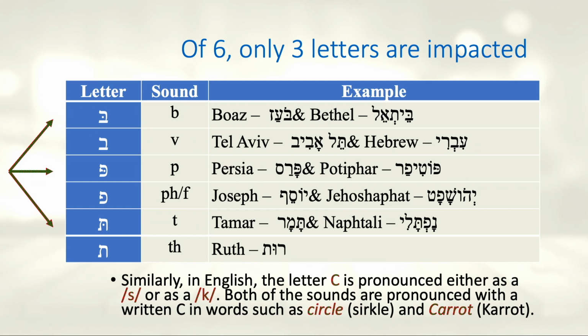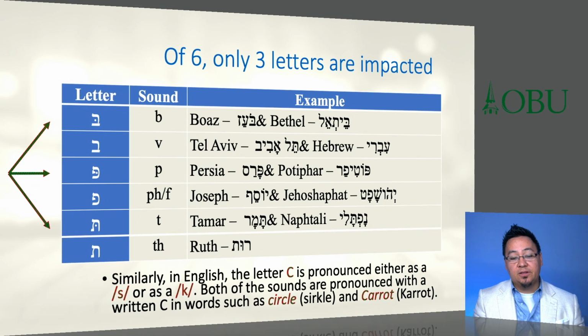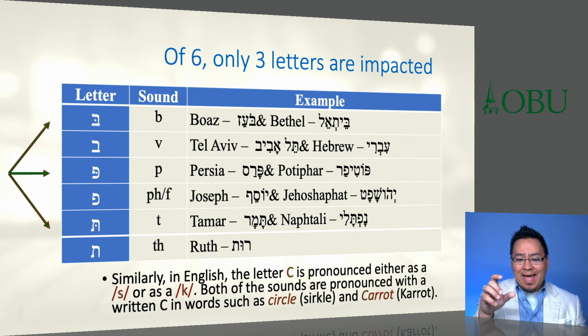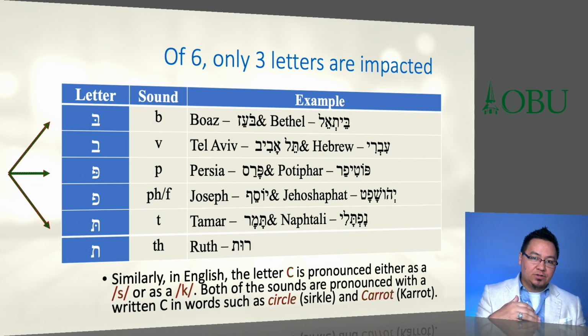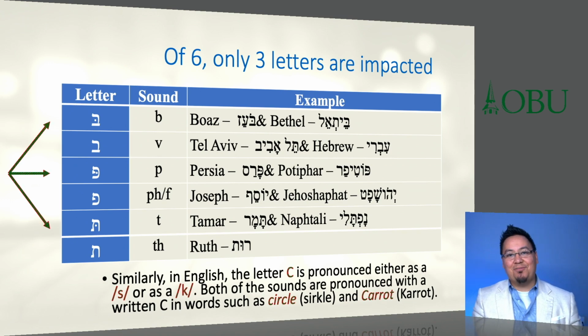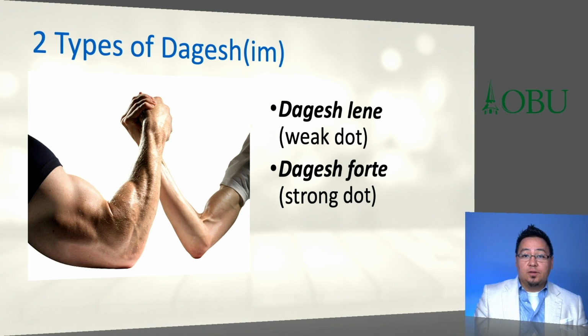This is not something unfamiliar to those of us that speak English, because in English, we have the letter C, which could be pronounced as an S or a K, such as in circle or carrot. It's the same letter, but it varies in its enunciation. Hebrew just happens to have more of these letters, and the giveaway will be that little belly button called the Dagesh. Within Dagesh, there are two Dageshim: the Dagesh Lene and the Dagesh Forte.